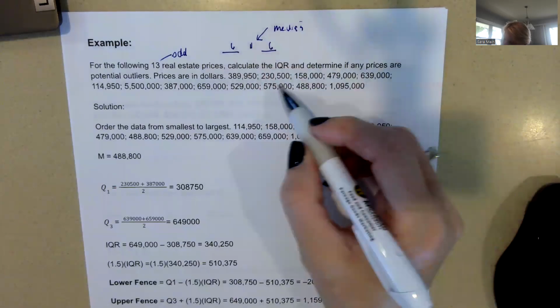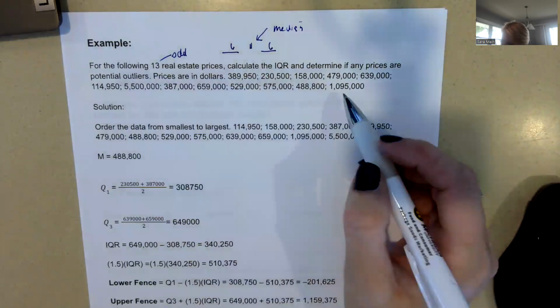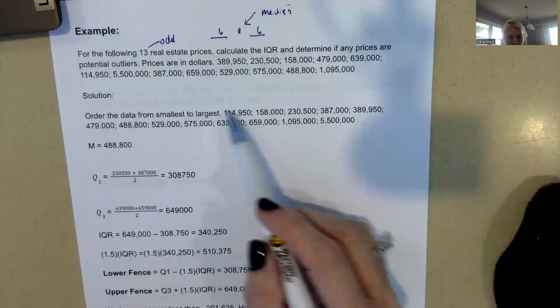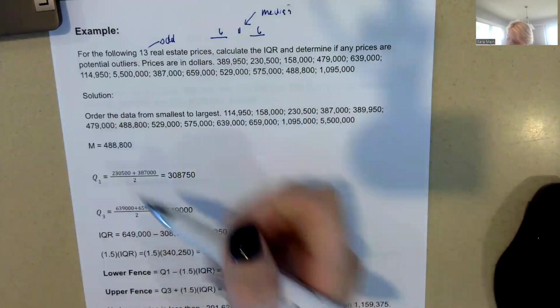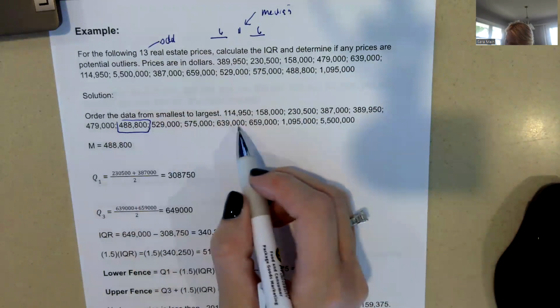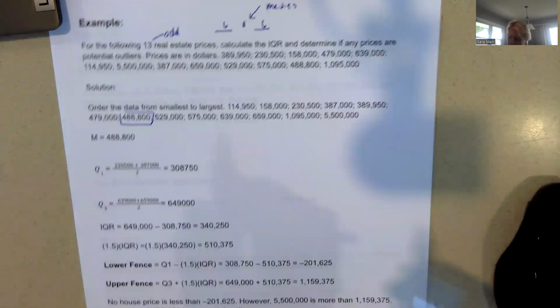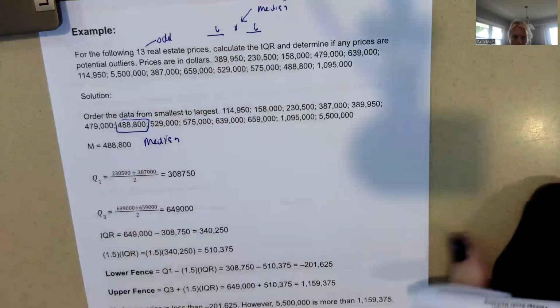So in the smallest to largest order, we count 1, 2, 3, 4, 5, 6, and then this one is our median, and then we have 1, 2, 3, 4, 5, 6 on the right. So this is our median. We note that with an M.